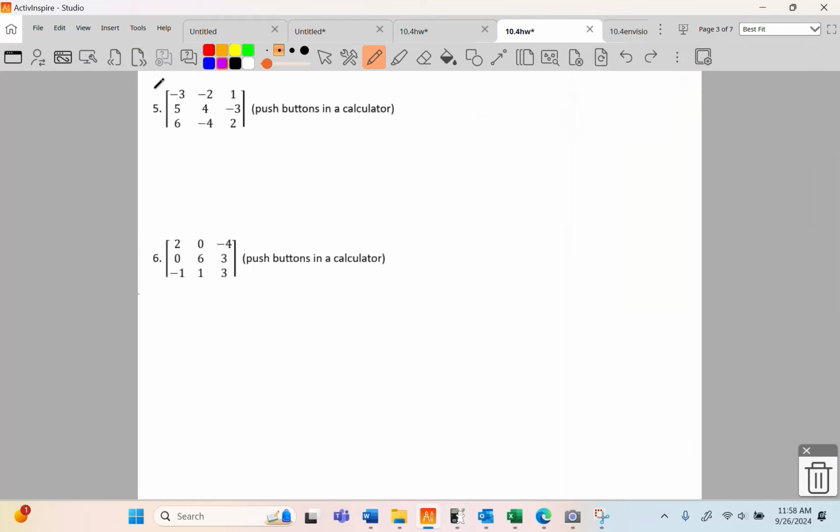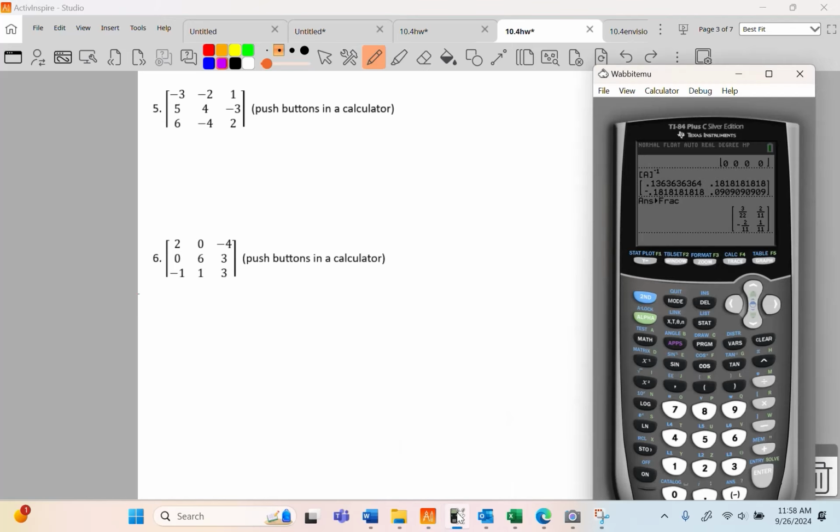All right, 5 and 6 are push some buttons in a calculator. I guess I'll do it. Why not? Because some of y'all don't have calculators. It'd be cool if you did, though. The librarian will give them away. She doesn't give them away. She lets you check them out. I know they're expensive. That's why we do that. They're not as nice as the ones I have in the classroom, but they still do the job.